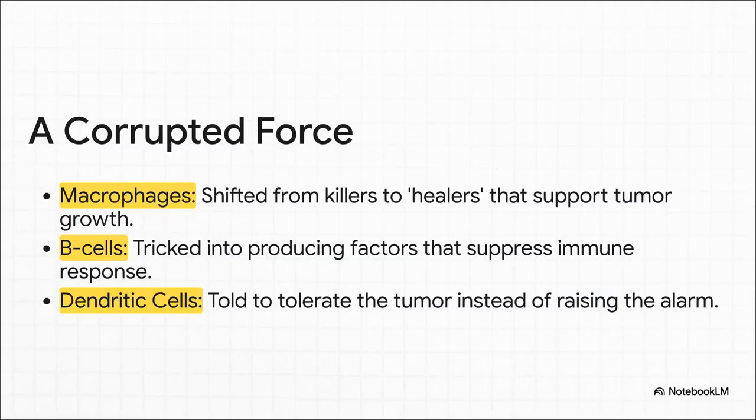And this corruption is not limited to T cells. The rot spreads through the entire precinct. Take macrophages. Normally, you have pro-inflammatory killer M1 macrophages that engulf pathogens. The tumor pushes them to polarize towards an M2, healer phenotype. These M2 macrophages promote tissue repair, angiogenesis, and suppress inflammation, all things a growing tumor loves. B cells, too, can be manipulated into becoming regulatory B cells that produce immunosuppressive factors. And perhaps most insidiously, the tumor re-educates dendritic cells. These are the professional antigen-presenting cells, the ones meant to sound the alarm to the T cells. The tumor instructs them to become tolerogenic, essentially training the immune system to accept the tumor as self.